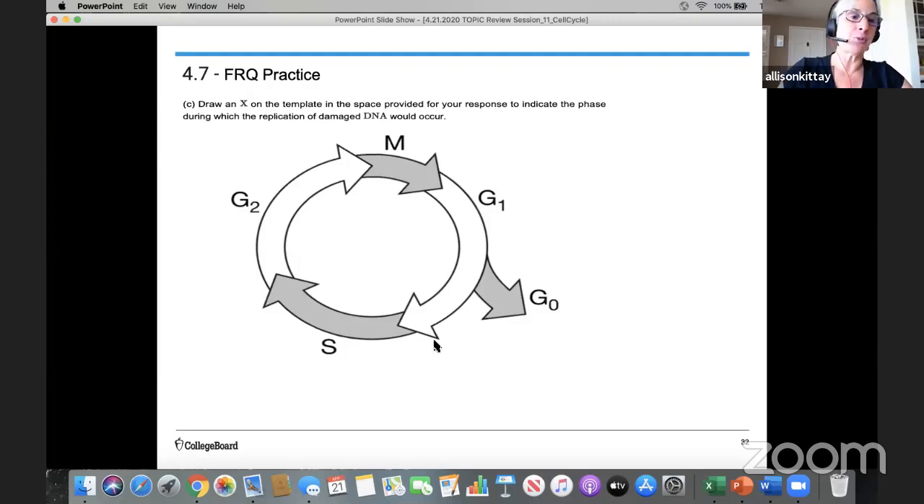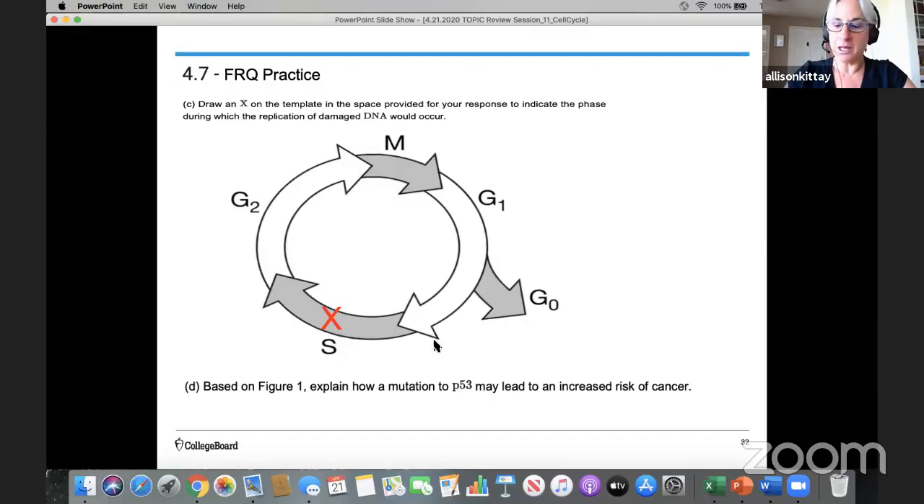Oh, this actually has more parts. Sorry, I forgot about this part. So now you're asked to draw an X on the template in the space provided for your response to indicate the phase during which replication of the damaged DNA would occur. So which phase does DNA replication or duplication take place? S is correct.